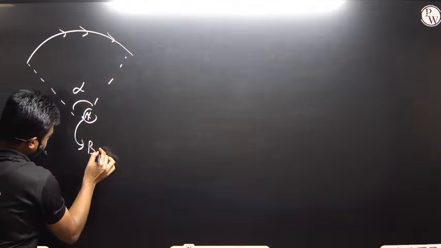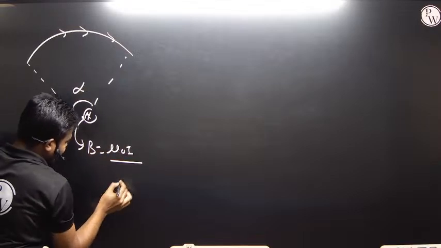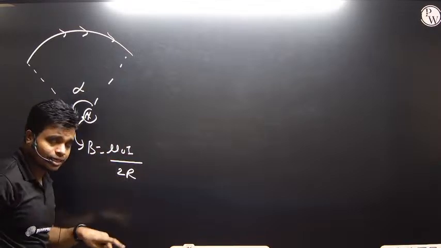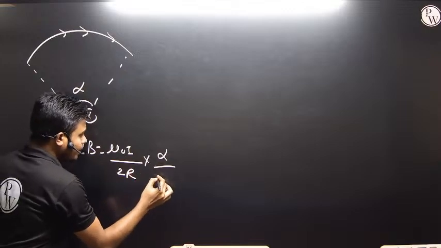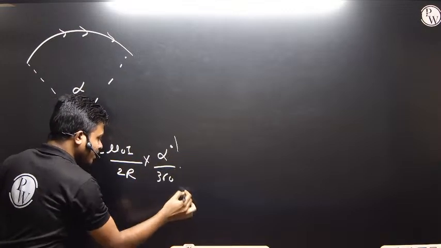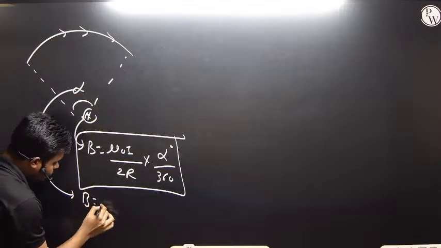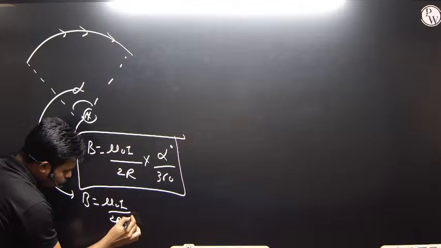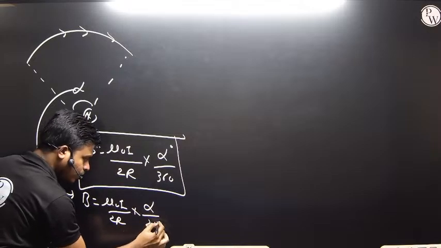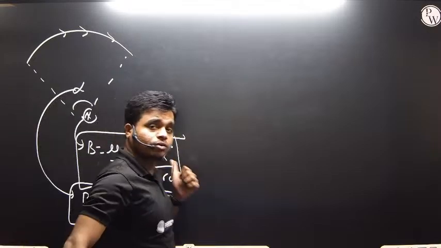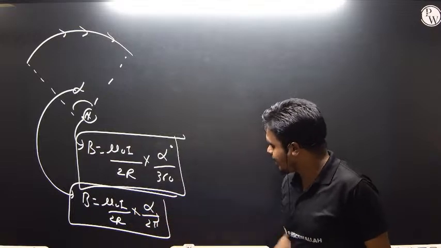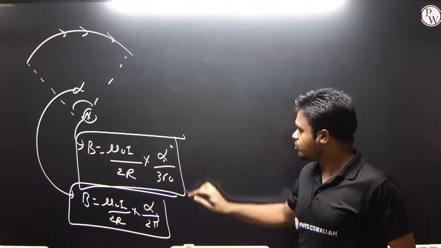And what is the B value? The B value is given by mu naught I divided by 2r, which is for a complete circle, multiplied by alpha divided by 360 degrees, if alpha is in degrees. If alpha is in radians, B equals mu naught I divided by 2r into alpha divided by 2 pi radian. We use this when alpha is given in radians, and when alpha is given in degrees, we use the other formula.